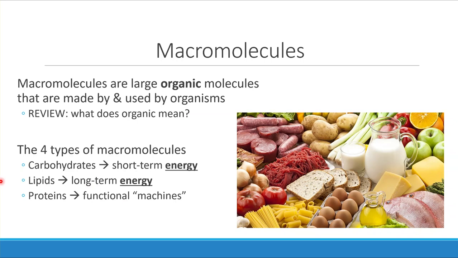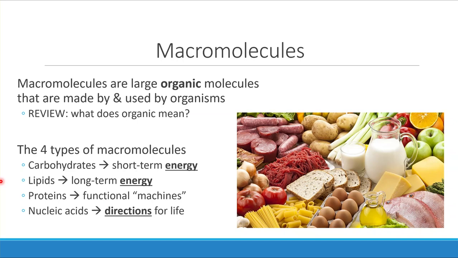We also have proteins inside our cells. Proteins I like to think of as the functional machines. A lot of them are enzymes, so they get jobs done. Some of them also give structure to our cells. They do a lot of different things.